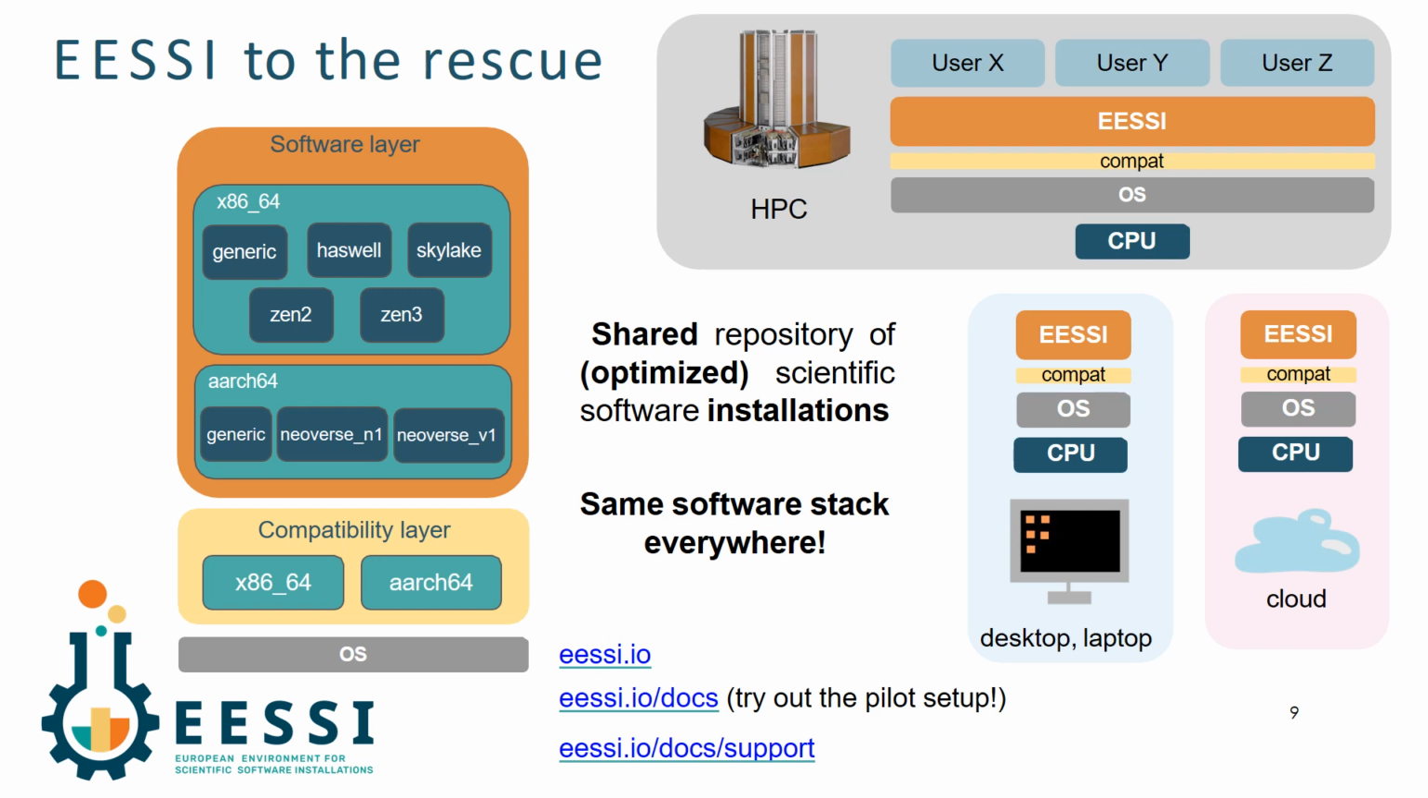So on the software layer, that's the layer where we care about performance, okay? On the software layer, we have the different families, but then within those families, we have the specific CPU targets or instruction sets that we're interested in, right? So for Intel, that's Haswell and Skylake, and for AMD, it's Zen 2, Zen 3, and obviously the new generations of things that are coming out as well. And then in the ARM case, we can provide generic, but we can also provide the optimized builds for Neoverse N1 and V1, things like that we will see very soon. For example, in the Jupiter system that's coming in Jülich.